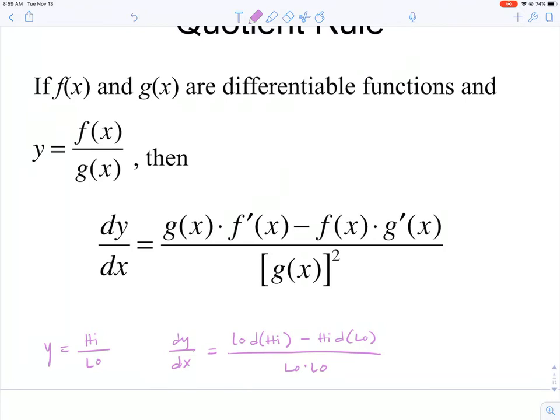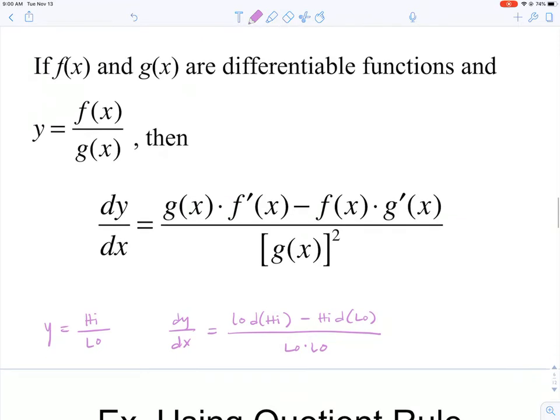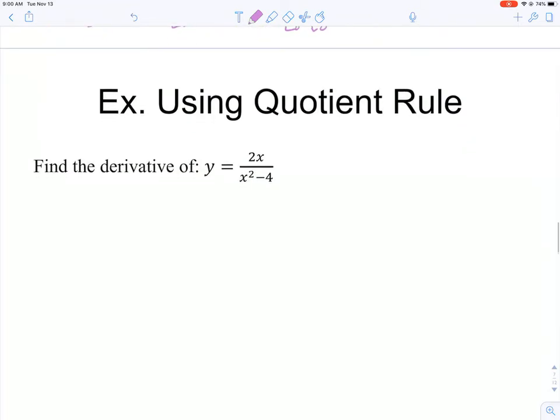So it's basically the denominator times the derivative of the numerator, right? So d high is the derivative of the numerator, minus the numerator times the derivative of the denominator, all over the denominator squared. Okay, so whatever you want to use to help you remember it, but you need to remember it. All right, so quotient rule.